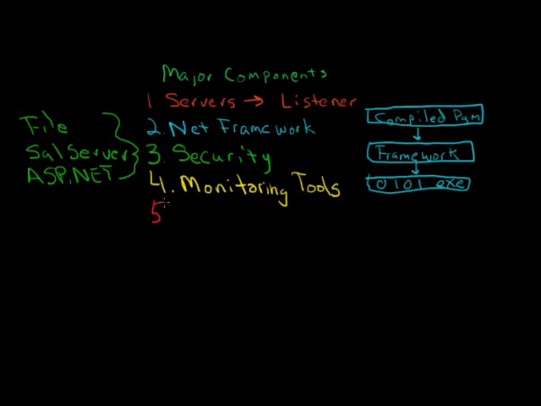The fifth component is a web server. And there are actually two web servers that we're going to look at in particular. There's, on the development side, when you're in Visual Studio, you're working with something called ASP.NET Development Server. And you need to keep that distinct in your mind from when you're working in production and using IIS, which is the Internet Information Services.